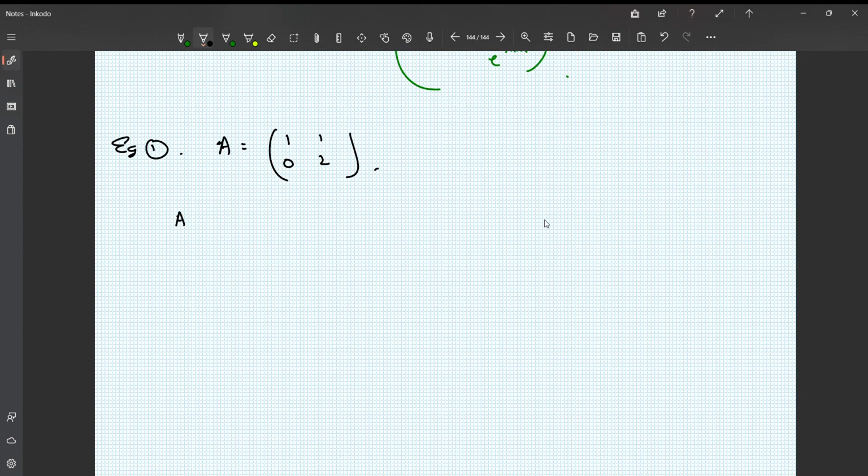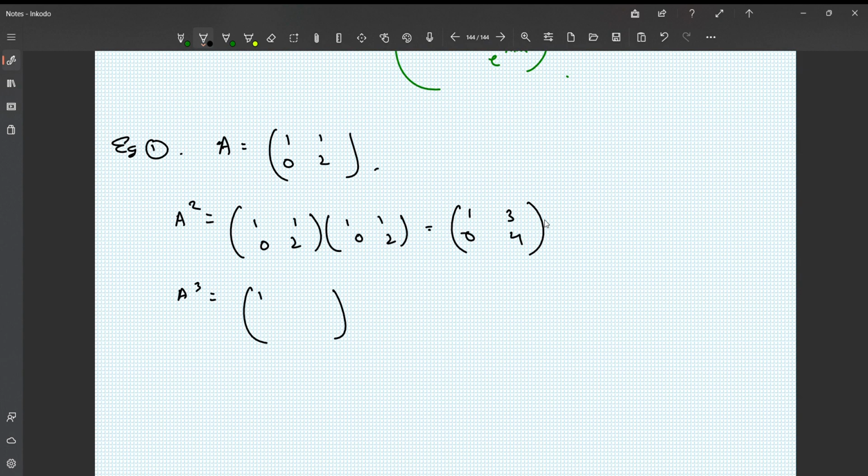So what is A squared? It's [1, 1; 0, 2] times [1, 1; 0, 2]. So 1 times 1, you have 1 here. You have 1 times 1 and 2 times 1, so you have 3 here, you have 0, and you have your 4, right? Then what is A cubed? A cubed is A squared times A, right? So [1, 3; 0, 4] times [1, 1; 0, 2]. This comes out to be 1, then 1 times 1 plus 3 times 2 is 7. Here you have 0, and here you have 8, right?